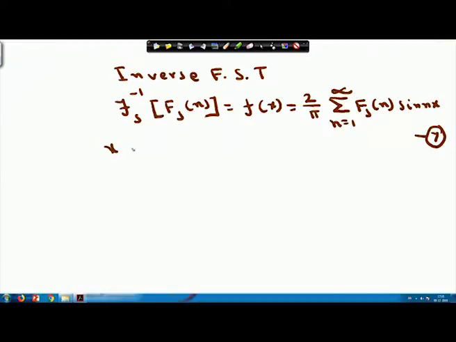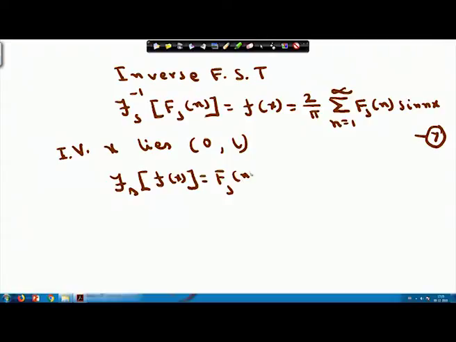And if the independent variable x lies in the interval 0 to pi, that is what we have talked about. But if it lies in any general interval 0 to L, in that case we define it like this: the Fourier sine transform of f x equals f s n, along the same lines as we have done, equals integral 0 to L f x into sin n pi x by L.